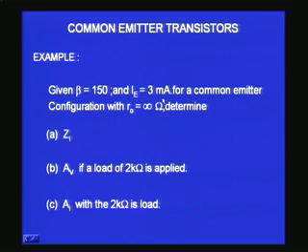Now, having understood this, let us take a very simple example of a common emitter amplifier with a value of beta equal to 150 and IE of 3 milliamperes, and the output resistance is almost infinite. Now we have to determine ZI, the input resistance or impedance, AV, the voltage gain for a load of 2 kilo ohms, and AI with the same 2 kilo ohm. So find out what is ZI, the voltage gain, and the current gain for the case of a common emitter amplifier with a transistor having a beta of 150 and a current IE of 3 milliamperes.